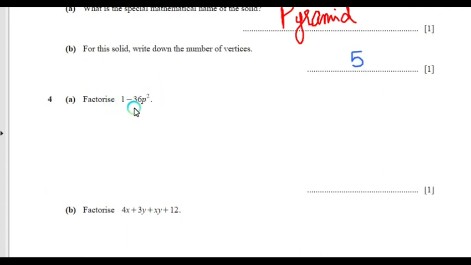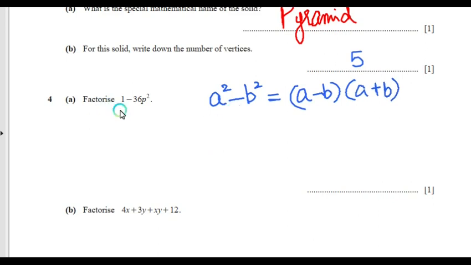Okay, the next one is for this solid, write down the number of vertices. So how many vertices of this solid? You can see 1, 2, 3, and this is 4, and this is 5, right? So there are 5 vertices for this solid.